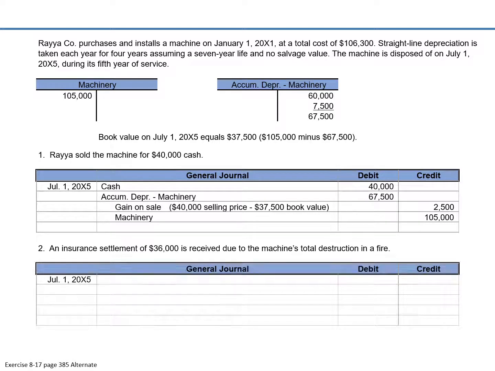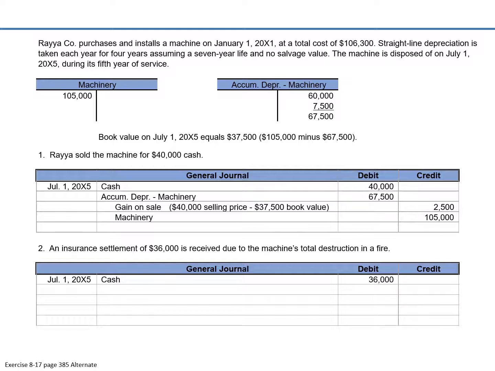Then in scenario 2, an insurance settlement of $36,000 is received due to the machine's total destruction in a fire. So why don't you take a minute, give that journal entry a try, and when you're done, resume the recording and we will go through the answer.